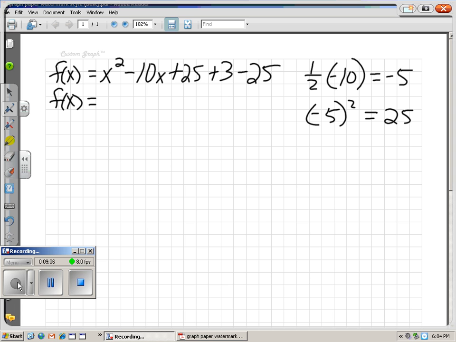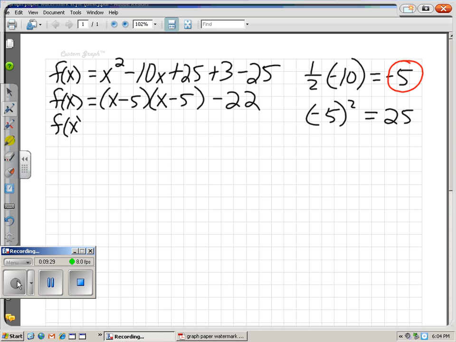F of x, by adding that 25, I've broken this into a perfect square. It's going to be x minus 5 times another x minus 5. And remember where I found that negative 5? Right over here. If you can remember that, that's a handy little trick. And then plus 3 minus 25 is going to be minus 22. All right, a shorter way of writing this is x minus 5 squared minus 22.